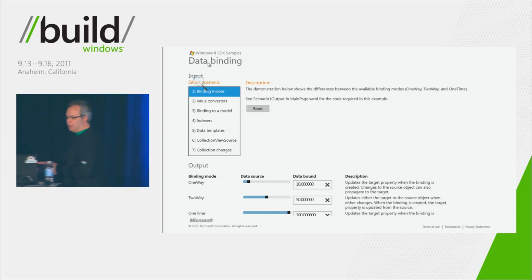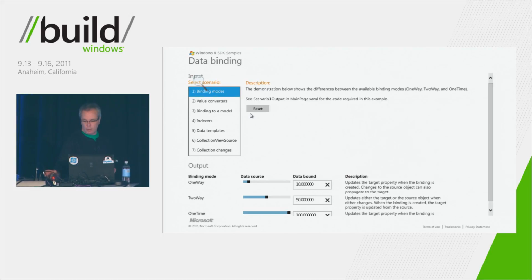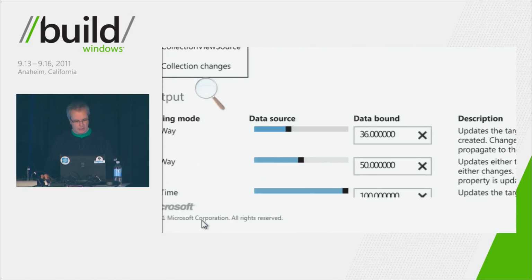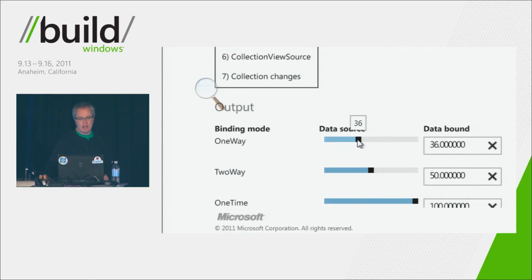So when it comes to binding modes that I was just speaking about, one-way, two-way, and one-time binding, if I can get my mouse to behave, you can see it. So one-way data binding is, as I change this slider, you see the text box on the right changes. Let me zoom in so we can see it a little better.